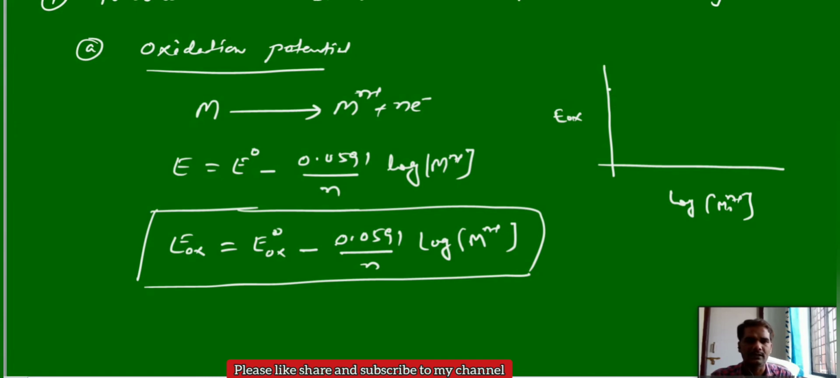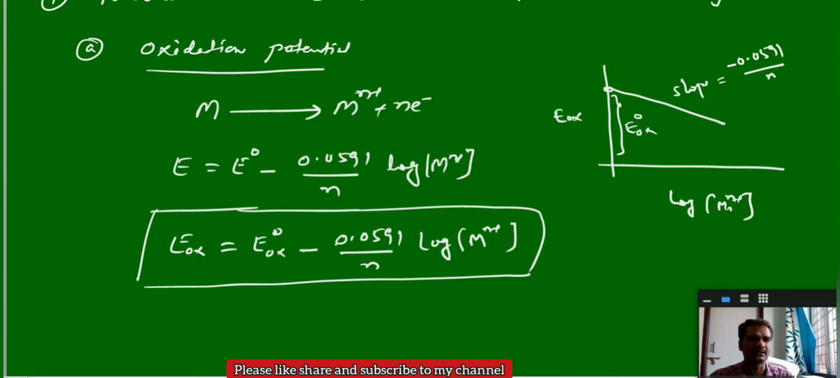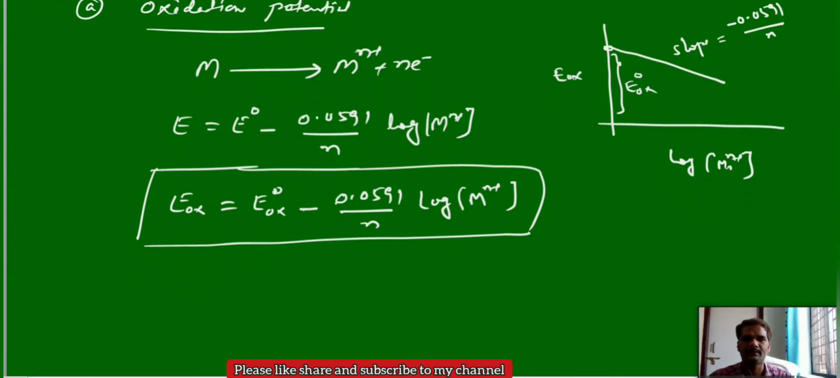Okay, so you will now get the negative graph like this. So y equal to minus mx plus c. So now the slope here is minus 0.0591 by n. This is the slope. I intercept, and this is a point, and this is E0 of oxidation. This is the oxidation potential calculation for a cell by using the Nernst equation.